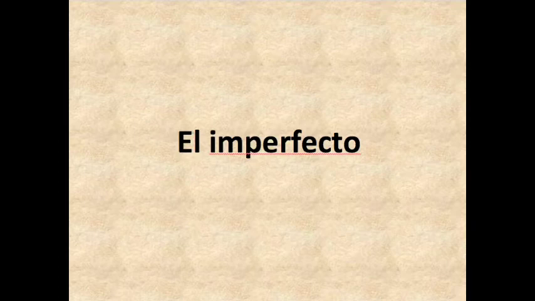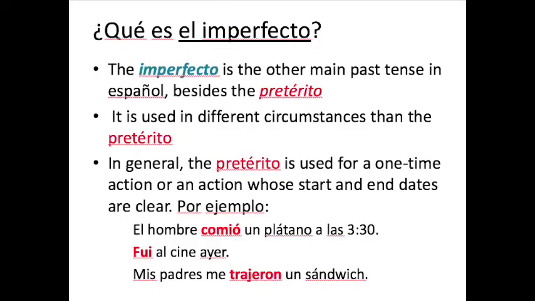So first thing, ¿qué es el imperfecto? What is the imperfect? The imperfecto is the other past tense in Spanish besides el pretérito. So we talked about the preterite, those are the forms of the verbs that we use whenever you made your books. And we talked about how the preterite, in general, is used for a one-time action or an action whose start and end dates are clear.